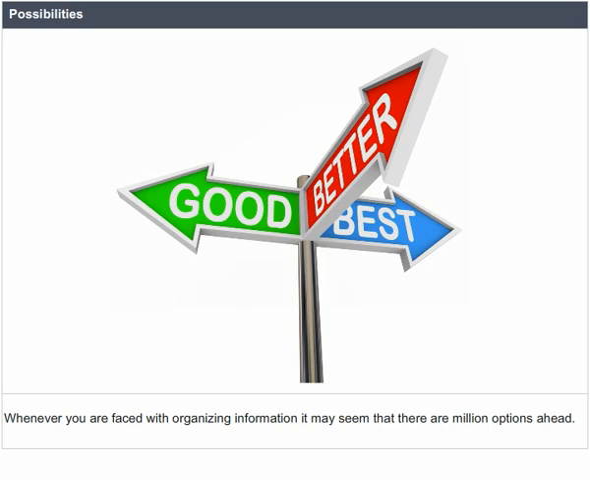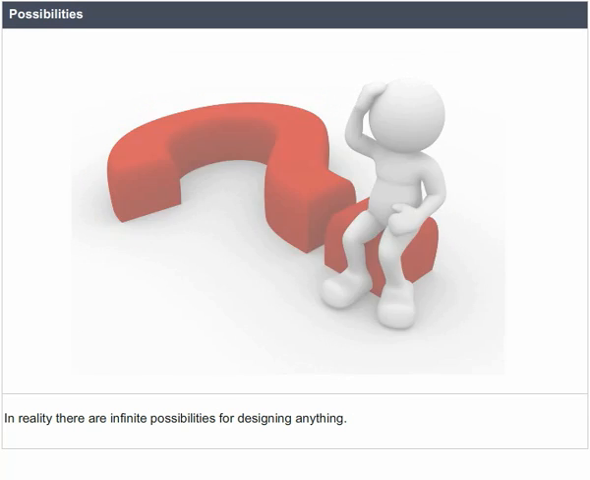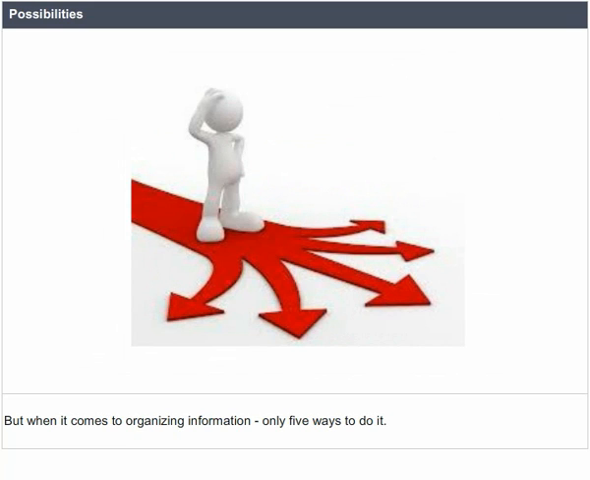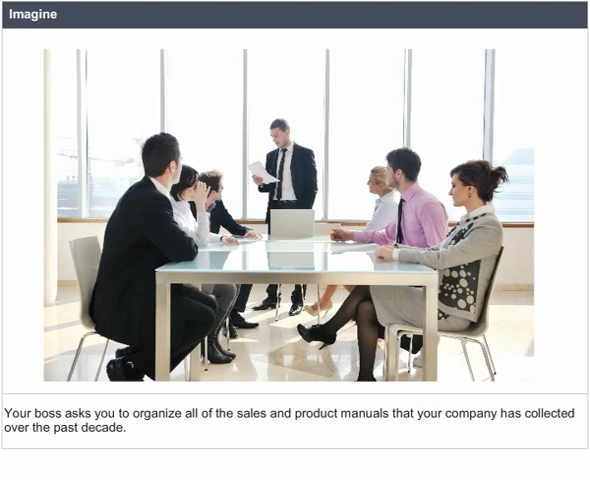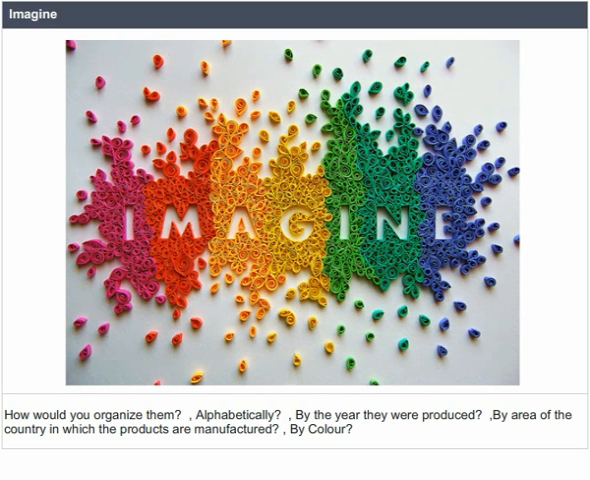Possibilities. Whenever you are faced with organizing information, it may seem that there are a million options ahead. In reality, there are infinite possibilities for designing anything. But when it comes to organizing information, there are only 5 ways to do it. Imagine your boss asks you to organize all of the sales and product manuals that your company has collected over the past decades. How would you organize them? Alphabetically, by the year they were produced, by area of the country in which the products are manufactured, by color.